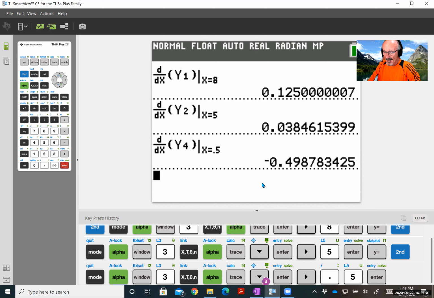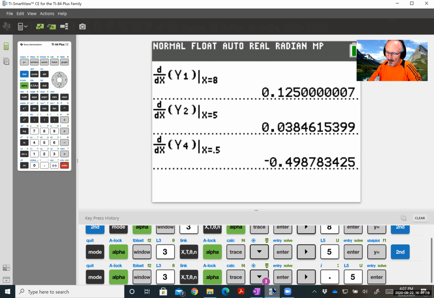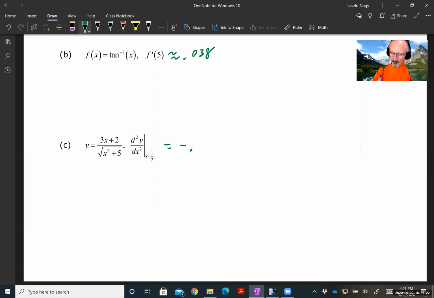So we end up with a negative 0.499. And let's double check to make sure that I don't record the wrong value. 0.499. So this is rounded off. You could have truncated also and entered negative 0.499. That will earn you the credit. You have the choice either way.